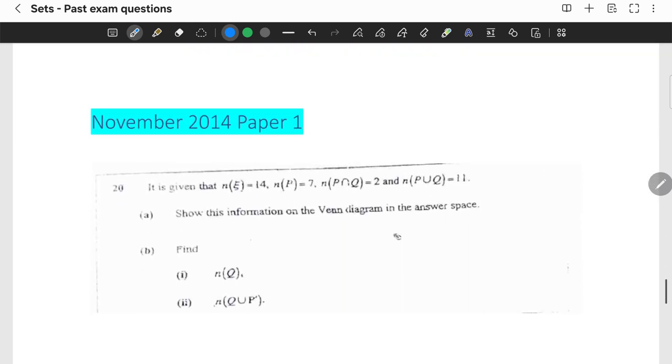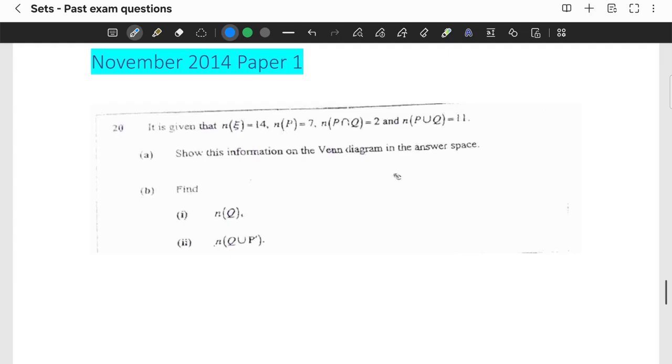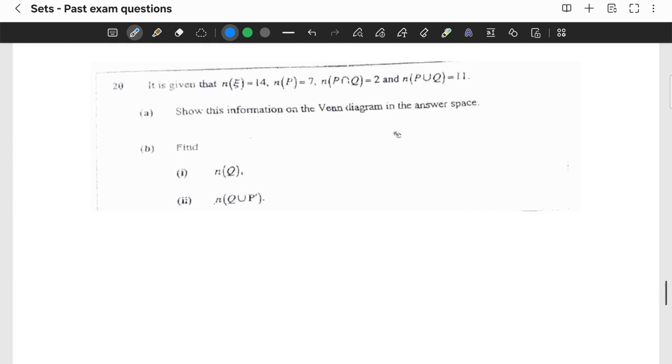Then the next question is from November 2014, paper 1. It says it is given that the universal set has 14, the number in P is 7, the number in P intersection Q is 2, the number in P union Q is 11. Show this information on a Venn diagram. Okay, so we have P and Q.